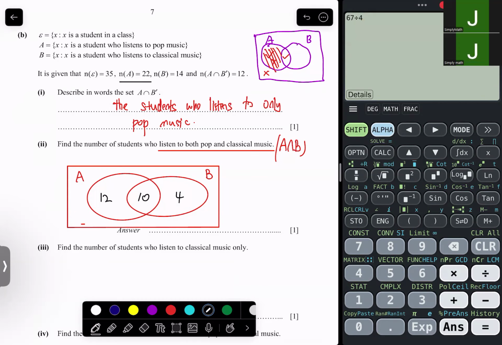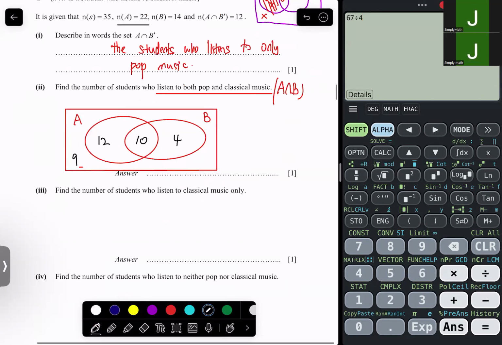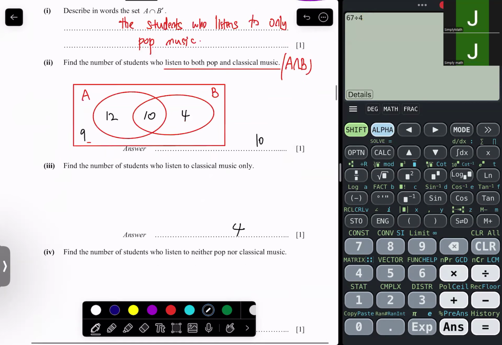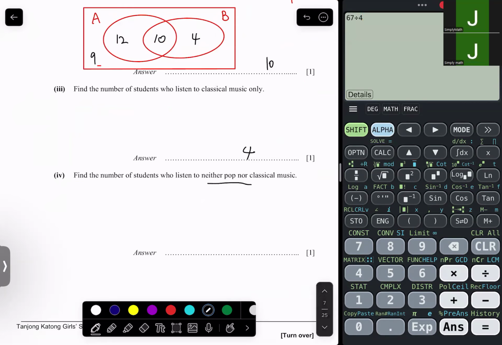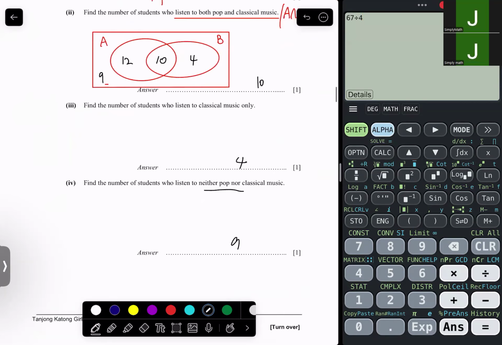Now we can conclude that since the total inside is only 26, that means 9 must lie on the outside. So this is 10, who listens to classical only, that will be 4, who listens to neither, that will be 9. Simple.